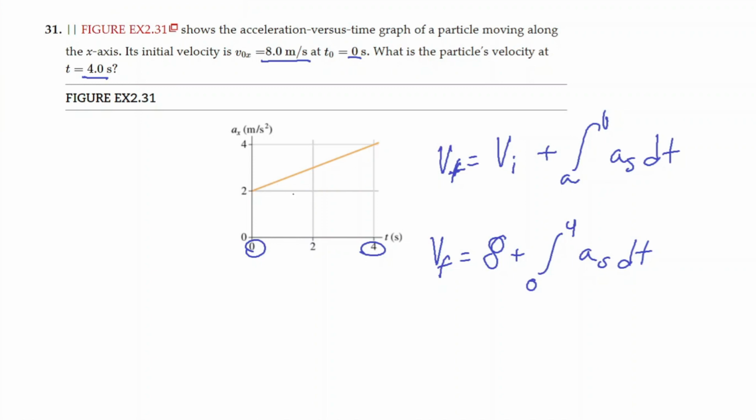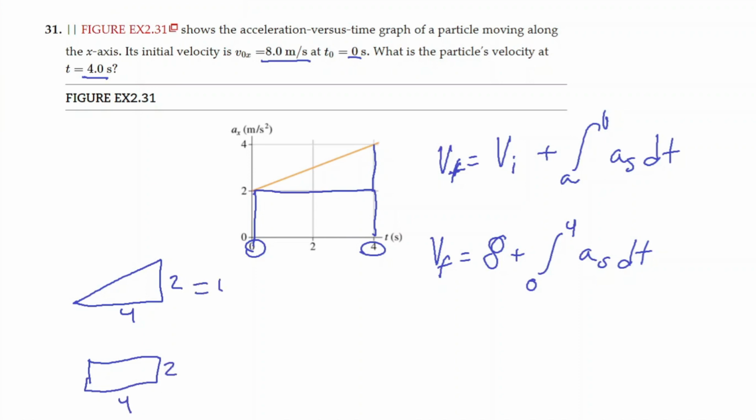What we can do is just find the area under the graph, so everything under this line right here down to the x-axis. Let's calculate that. In order to find the area, let's break it up into two shapes, a triangle and a rectangle. For the triangle, we're going to have a base of 4 and a height of 2. For the rectangle, we're going to have a base of 4 and a height of 2. So we get 4 times 2 divided by 2, which is 4.